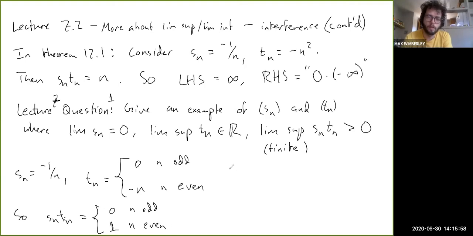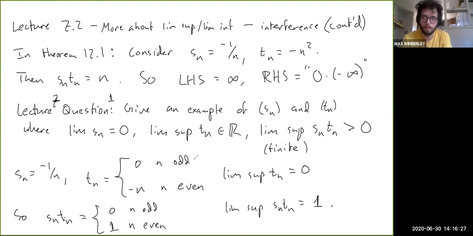So clearly the limit of Sn is 0. The lim sup of Tn is also 0, right? Because it keeps alternating between -n, which just goes to negative infinity, and 0, which just stays at 0. So the lim sup of Tn is 0, and then the lim sup of Sn Tn is 1. So yeah, that should do it, I think.